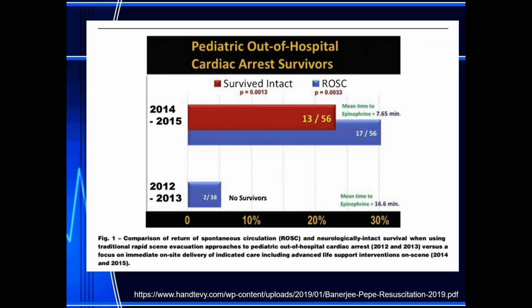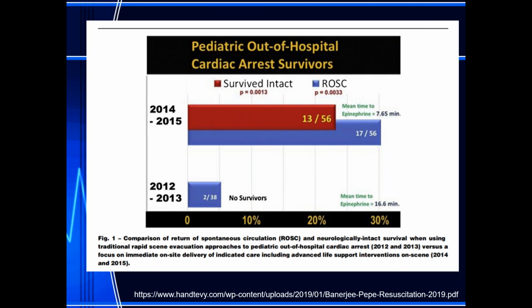So before all that addition, if you look at the bottom of this particular graph, between 2012 and 2013, they had 38 pediatric cardiac arrests. They had 2 resuscitations, but no survivors. So medical direction sees this, and they started coming up with these ideas.